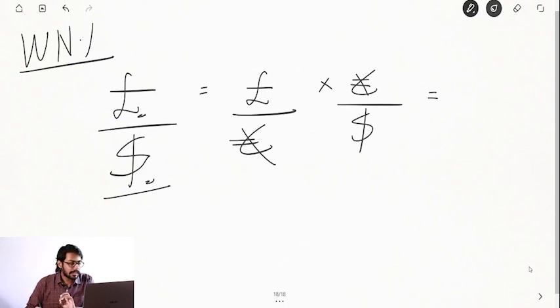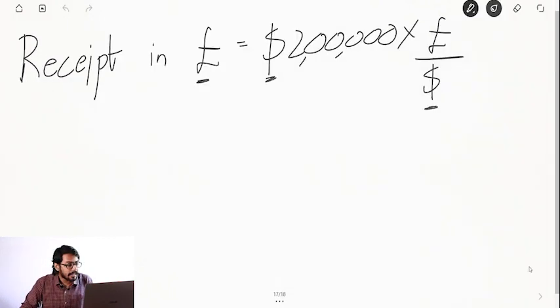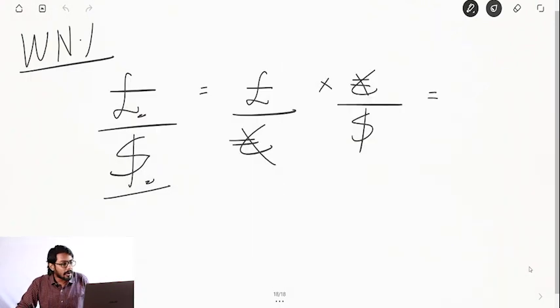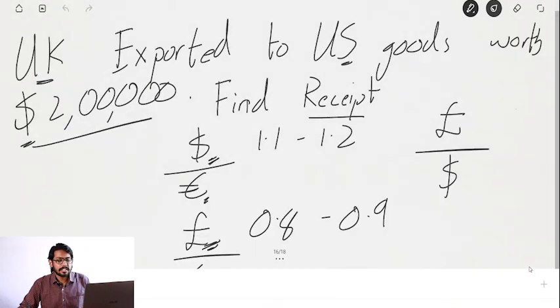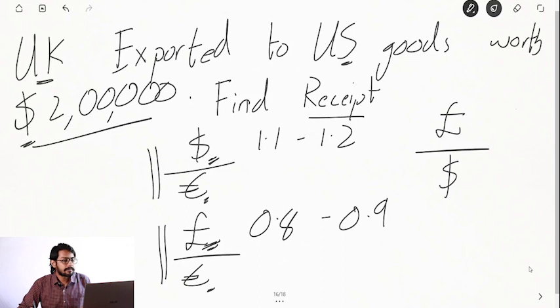Now let us find out the rates one by one. You have written this much, guys. First you have written step 1, payment receipt in pound is equal to $2 lakh into pound by dollar. Then you came to the working note and wrote down what is pound by dollar. Pound by dollar is equal to pound by euro into euro by dollar. Now go to the question. What are the exchange rates given? Pound by euro is given, and dollar by euro is also given.